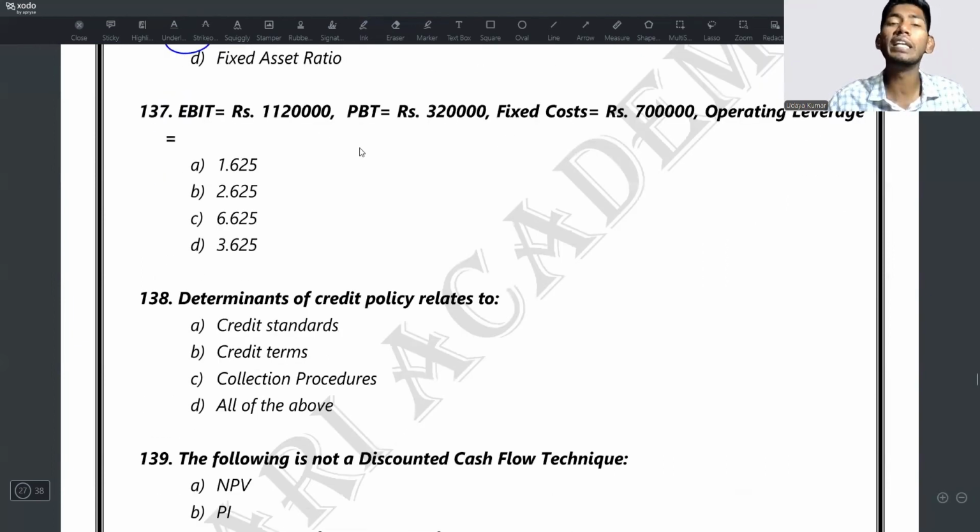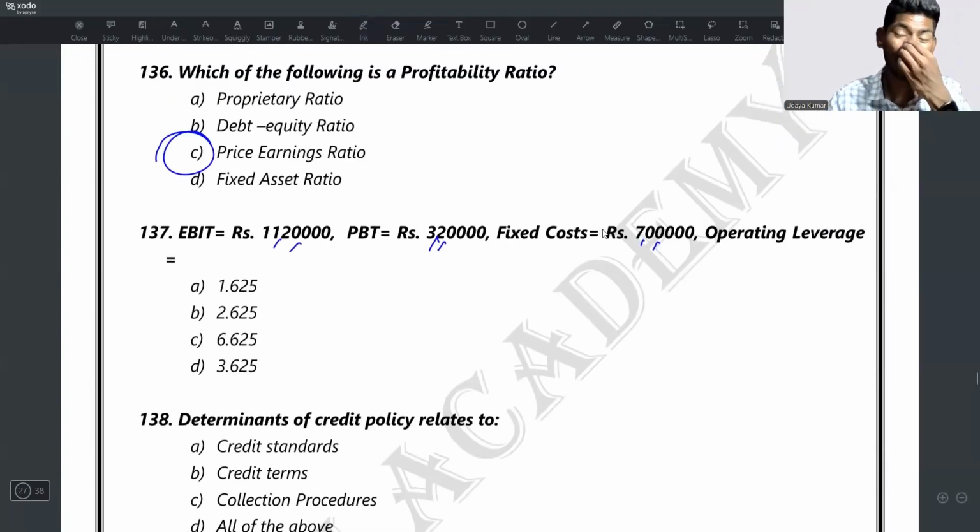Move to question number 137. EBIT is rupees 11 lakh 20,000, PBT is 3 lakh 20,000, and fixed cost is 7 lakh. It is asking us to find the operating leverage. Operating leverage is contribution divided by EBIT. So simply, operating leverage is equal to EBIT divided by EBIT minus fixed cost.